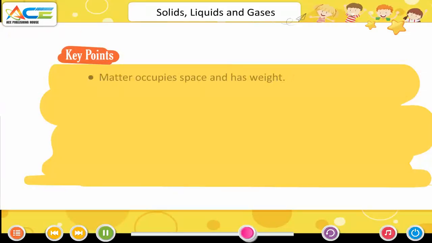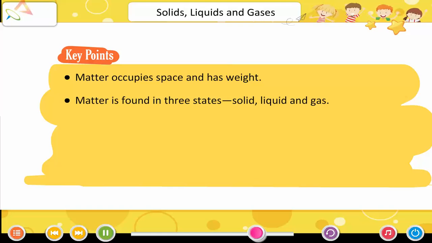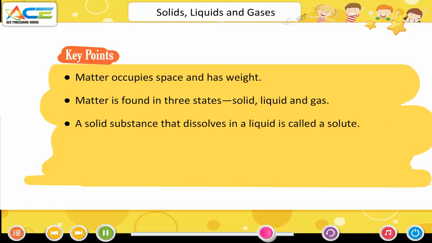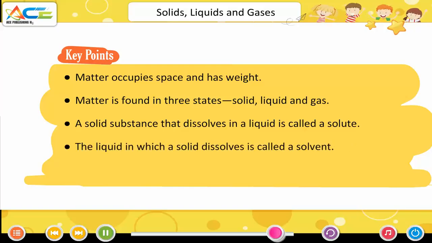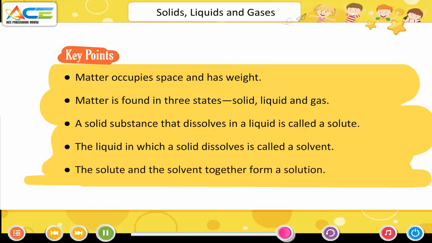Key points. Matter occupies space and has weight. Matter is found in three states: solid, liquid and gas. A solid substance that dissolves in a liquid is called a solute. The liquid in which a solid dissolves is called a solvent. The solute and the solvent together form a solution.